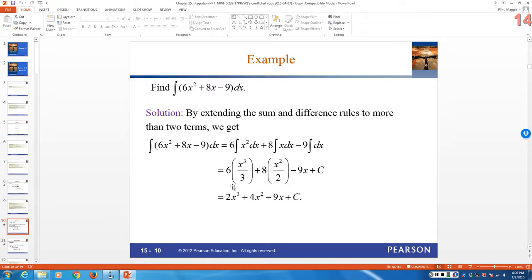And in the last step, the only thing they did was they said, you know what, 3 goes into 6 2 times. And 2 goes into 8 4 times. So they got rid of the fractions and said it was 2x cubed plus 4x squared minus 9x plus c. Okay? Now think about this for a minute. Let me write that expression down, because I want to show you that there is good that can come from this. It actually is possible to check your answers.